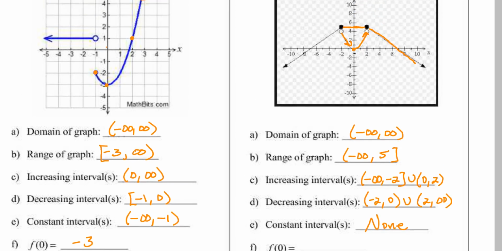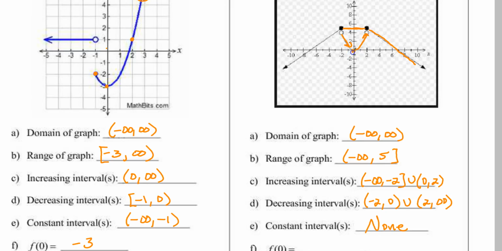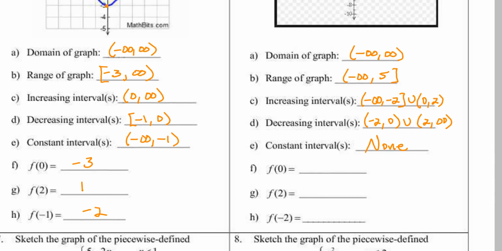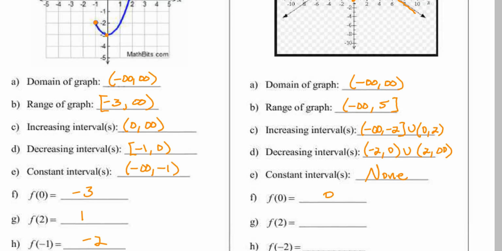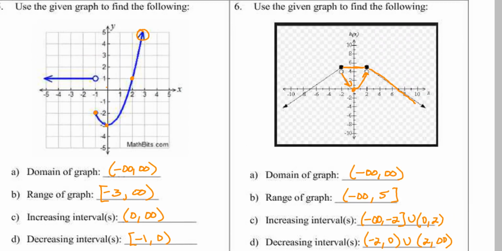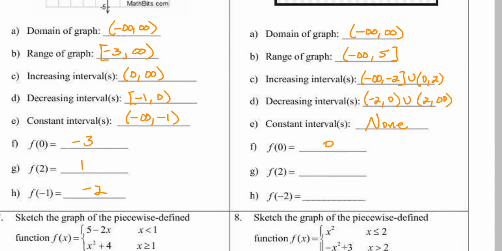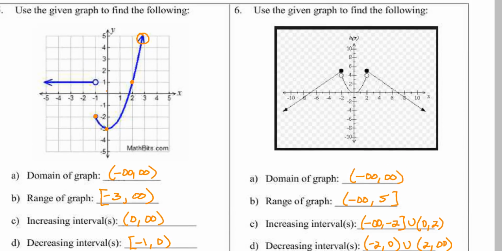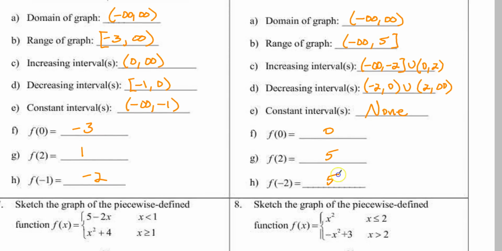We evaluate f of 0. F of 0 is when x is 0, which my graph is at the origin, so f of 0 is 0. F of 2, so I find 2. Again, there's 2 possible values. I only care about the one that's solid or shaded in, which is at positive 5. And f of negative 2 is also at positive 5.